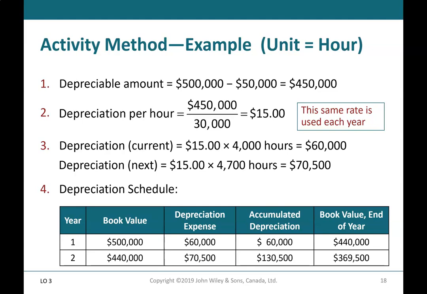In year two, the book value is 440,000 at the beginning. The depreciation expense is 70,500. The accumulated depreciation to date is 130,500, and the book value at the end of the year is 369,500.